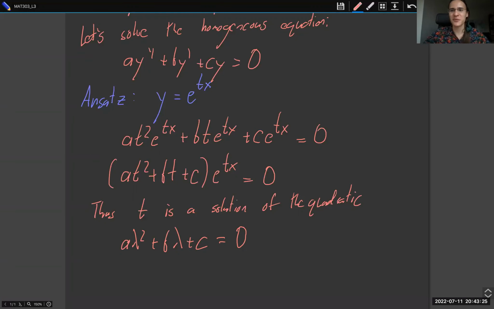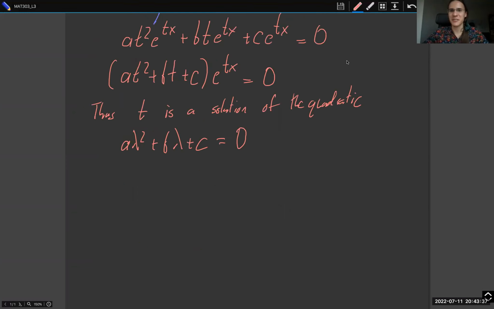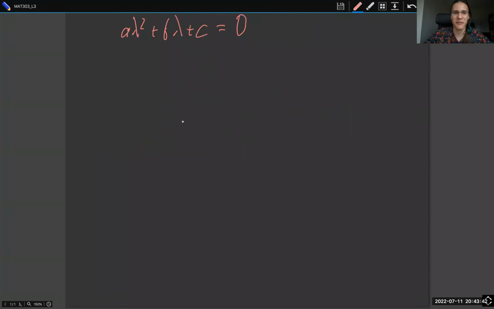So first off, let's review how we solve quadratic equations. Okay, come on. Oh no, please don't crash. Okay, it did not crash. If it crashed, then I would have lost a bunch of notes, and that would have been bad.